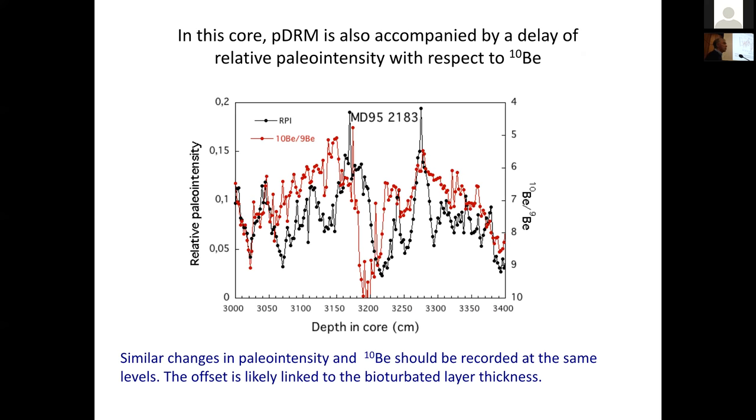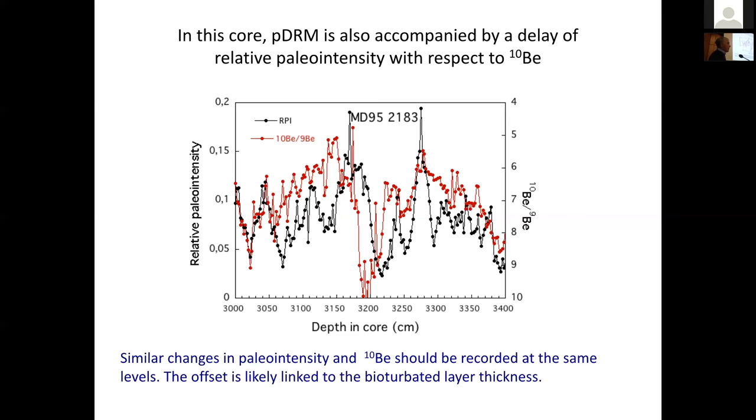And the fact that the beryllium 10 over beryllium 9 reflects the beryllium production in the upper atmosphere. I forgot to tell you that, of course, the production of beryllium in the upper atmosphere is controlled by the field intensity, since the penetration of the galactic cosmic rays depends on the strength of the field.